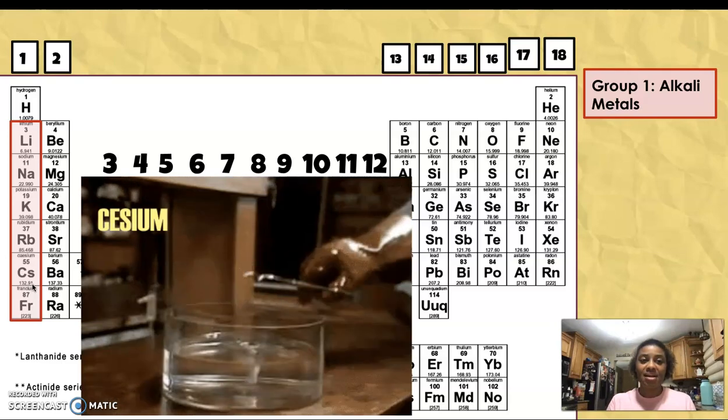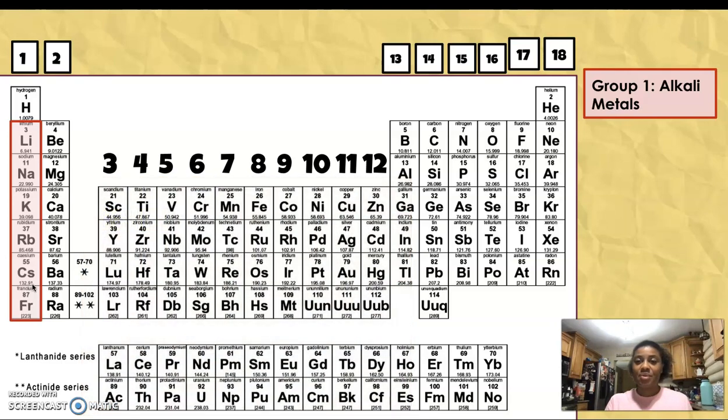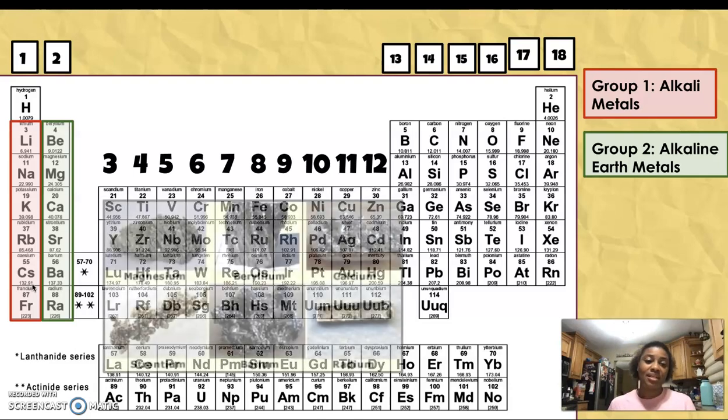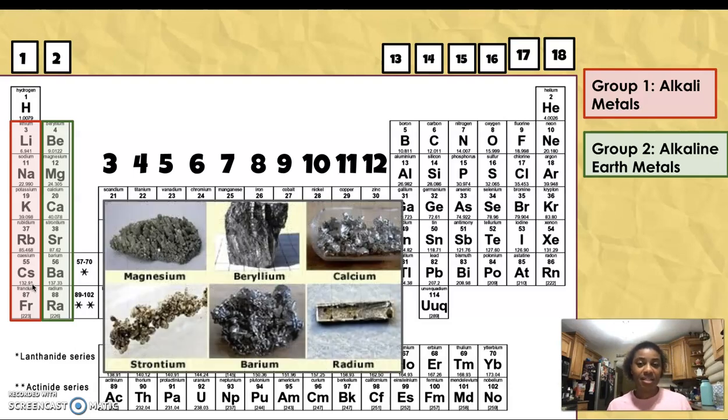Next we have the next column over. We have the alkaline earth metals. The alkaline earth metals have 2 valence electrons. So they're stable, but they are still very reactive. And here are some alkaline earth metals and what they look like: magnesium, calcium, strontium.